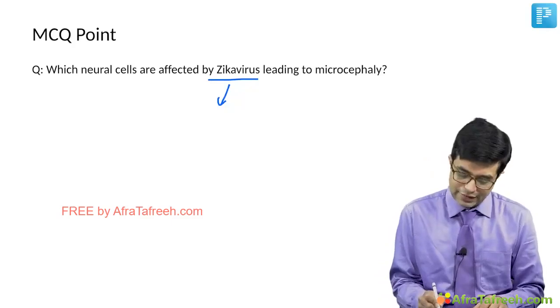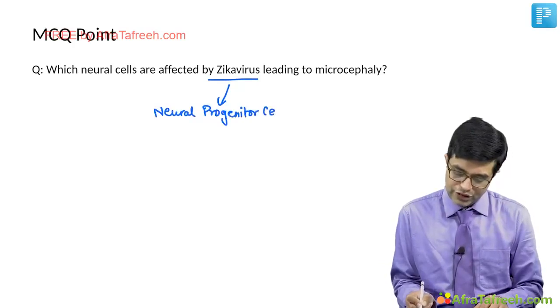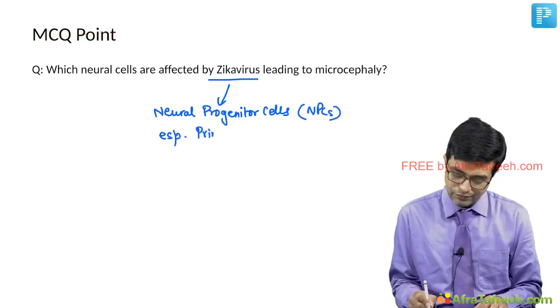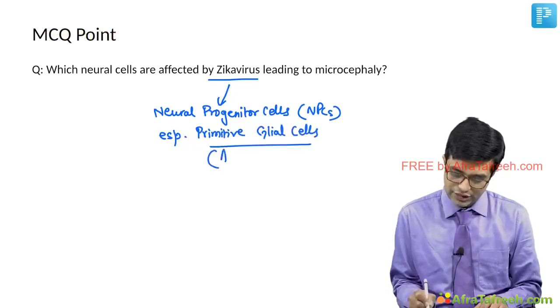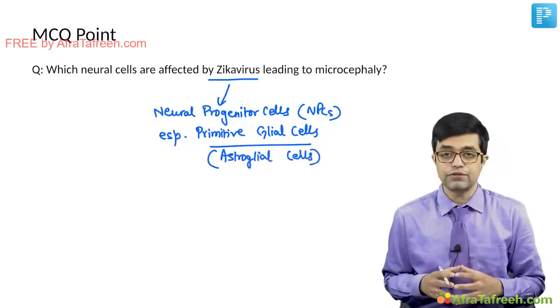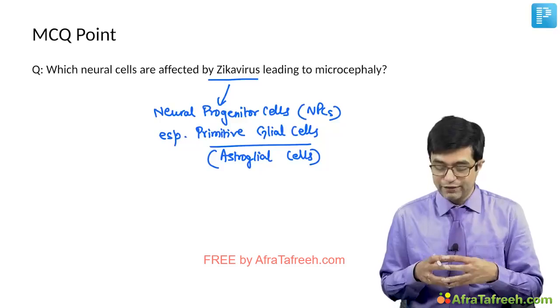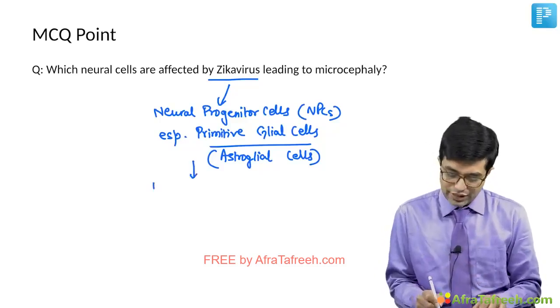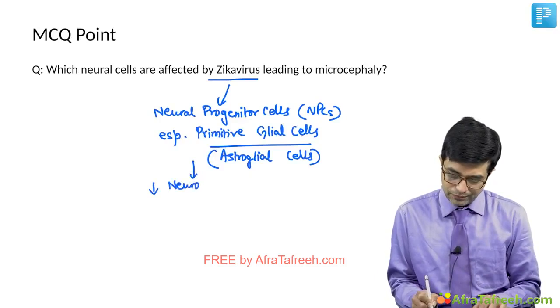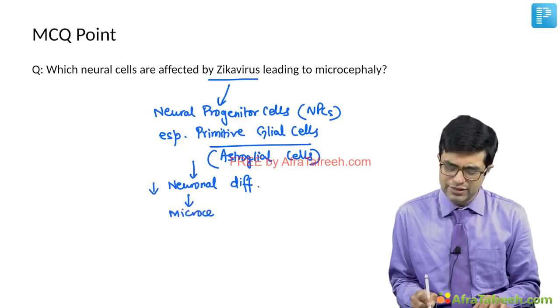In the fetus, it affects the neural progenitor cells, especially primitive glial cells, that is primitive astroglial cells. Astroglia are not only the connective tissue substance of the brain, they are also involved in development of neurons. And because these primitive glial cells are affected, it leads to decreased neuronal differentiation and produces microcephaly. This is a very simplistic way of explaining.